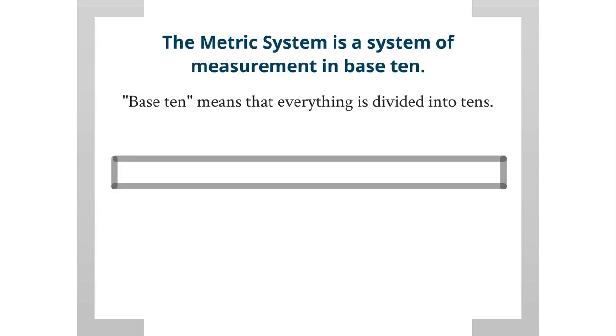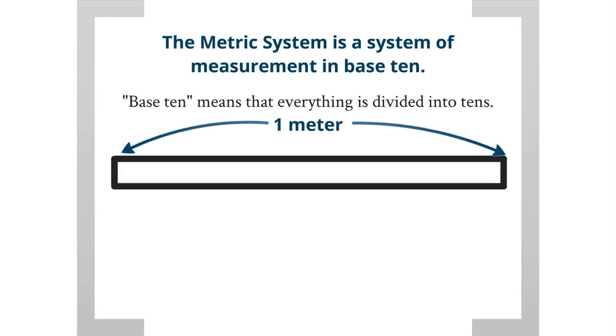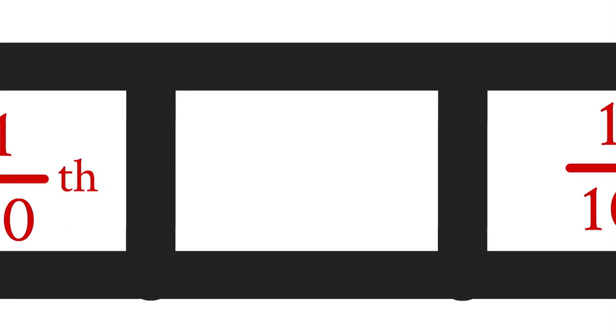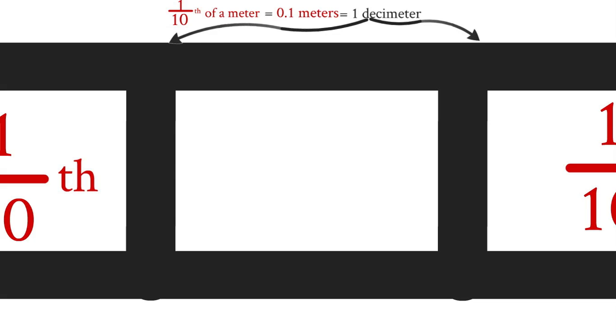For example, say we had a bar and its length was 1 meter. If I divided it equally into tens, each chunk would be 1/10 of a meter. One-tenth of a meter, if we convert it to a decimal, would equal 0.1 meters. So if we take a meter and divide it by 10, each chunk will be equal to 0.1 meters or 1 decimeter.